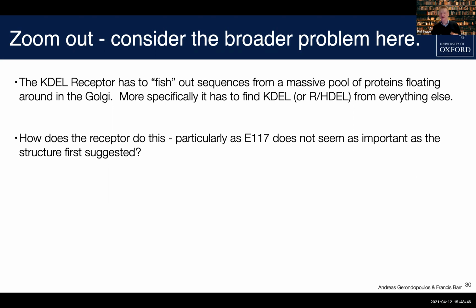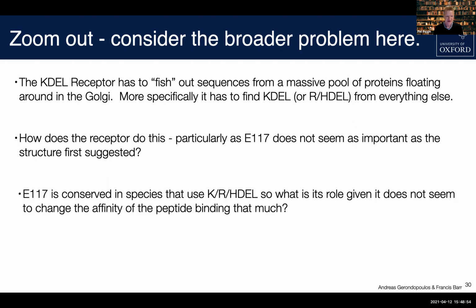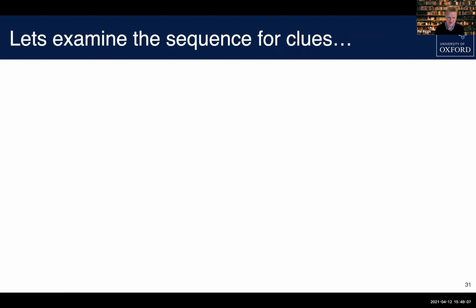And how does the receptor actually do that? Particularly, as I just told you, E117 doesn't seem to be as important for binding as first suggested, and this is a conserved residue. So what is its role in this whole process, given that it doesn't seem to change the affinity of binding the peptide?